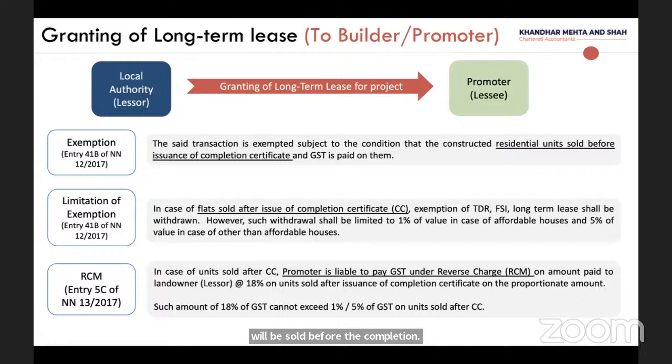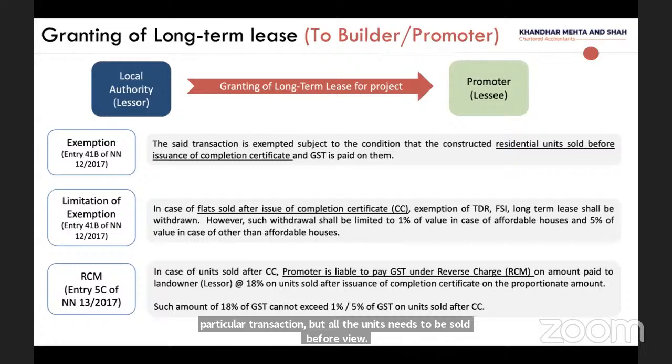So in short, what the government wants to say is that, look, for whatever construction you are doing on that particular land, on the entire construction you are going to pay GST of 5% or 1%. We are talking about only residential here. On commercial, reverse charge is applicable, 18% GST on reverse charge, which the promoter needs to pay. But on the residential part, the government says, okay, we are going to give you the exemption on that transaction, but all the units need to be sold before BU. So on all the units, you need to pay GST at 5%.